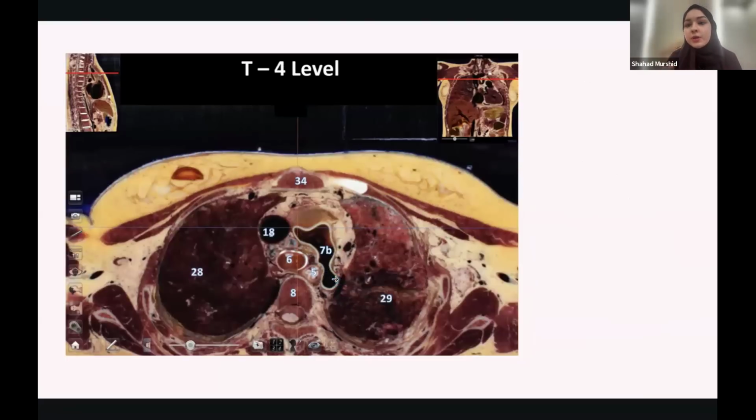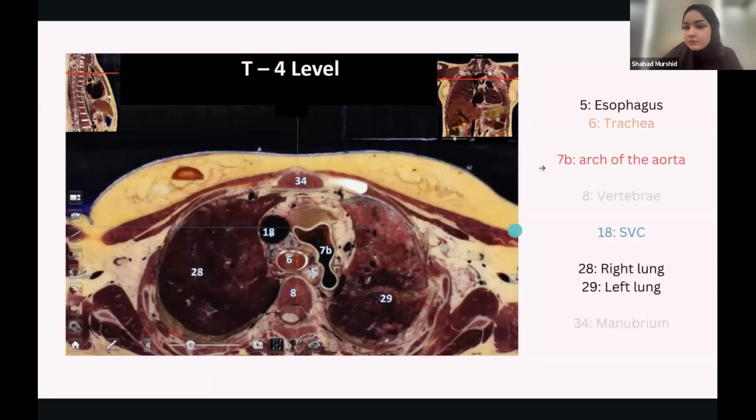And then what about the SVC? At this point, the right and left veins join together and form the SVC. So you're no longer going to see two separate veins, you're just going to see the SVC, which is at 18. What do we have left? The esophagus, as we said, is the most posterior, so it's 5. Number 6, the trachea, is anterior to the esophagus. Then you have the right and left lung, the sternum and the vertebrae. Done. We just finished that part.